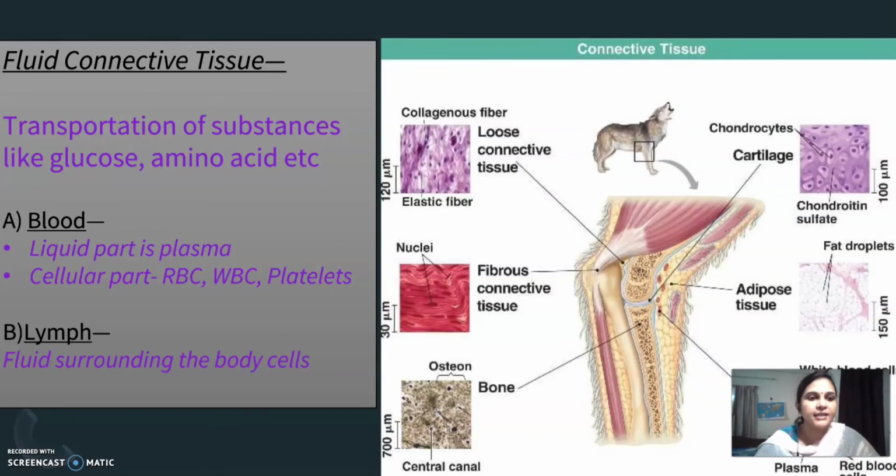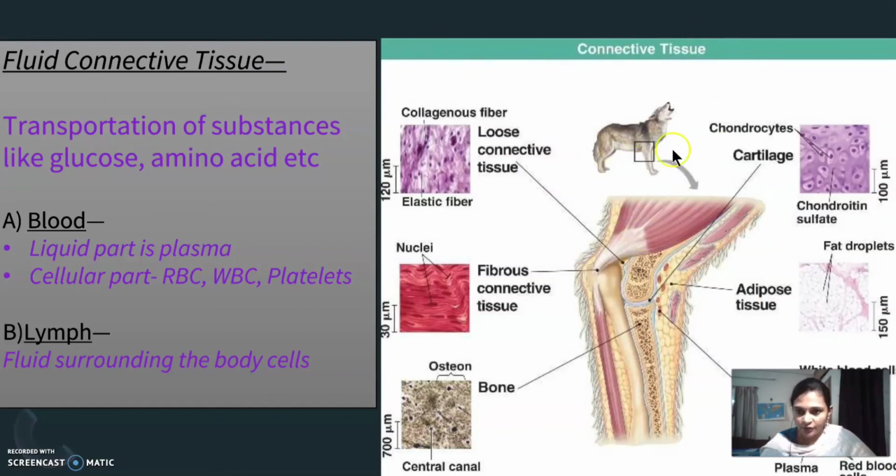Okay. Next type of fluid connective tissue is the lymph. Actually, it's the fluid which surrounds the body cells. Okay. It has plasma and some leukocytes or WBC. But it doesn't have any RBC or platelets. Clear? So the two different types of fluid connective tissues are blood and lymph. Okay, so these are the fluid connective tissues.